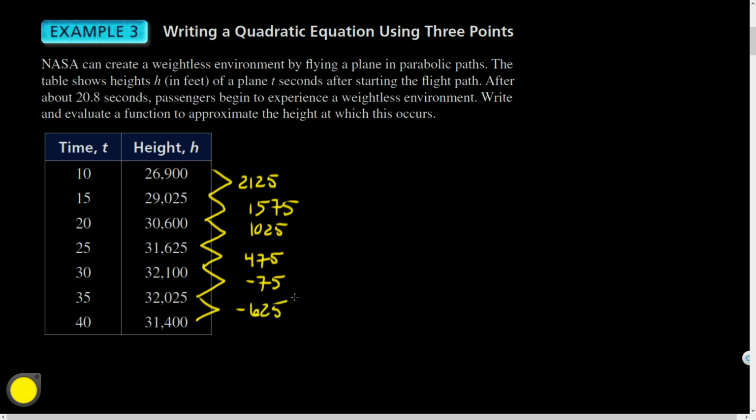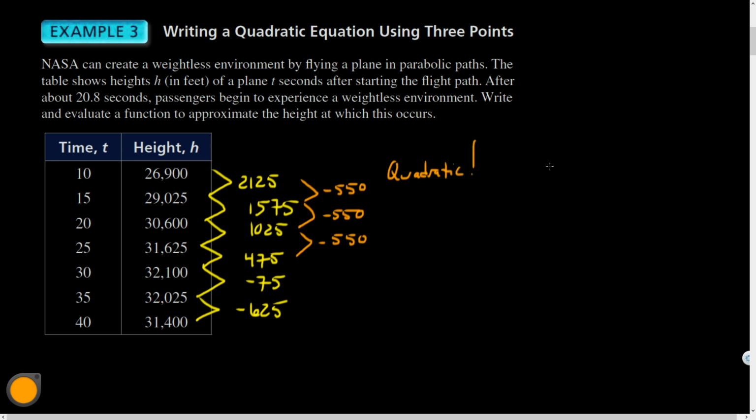This is kind of interesting. But now if I do it again and take these differences, I get negative 550. And if I take these differences, I get negative 550. And if I take these, I get negative 550, etc. And therefore, it is a quadratic, because the second differences were constant.